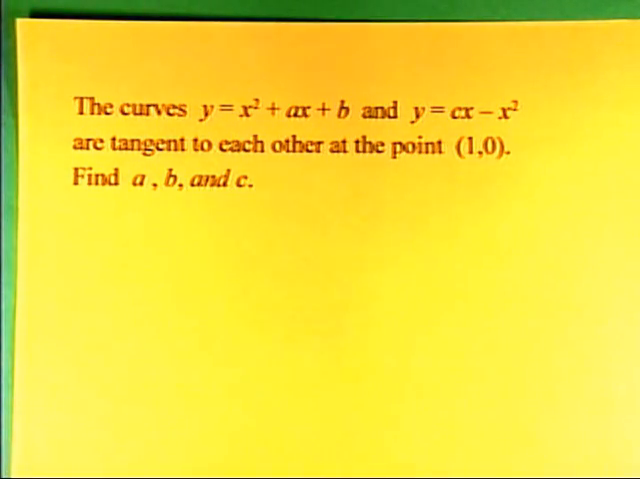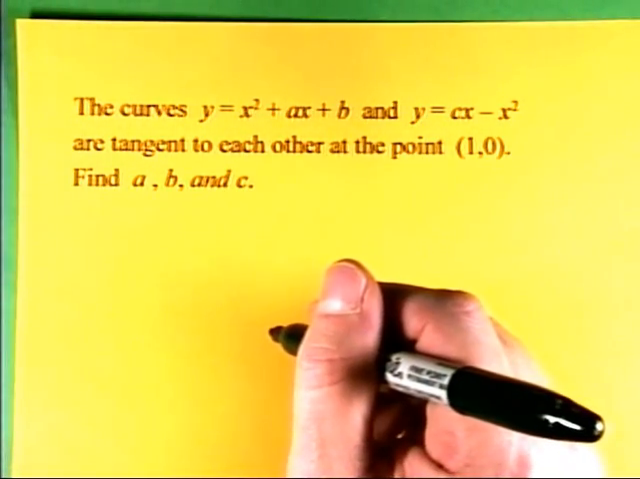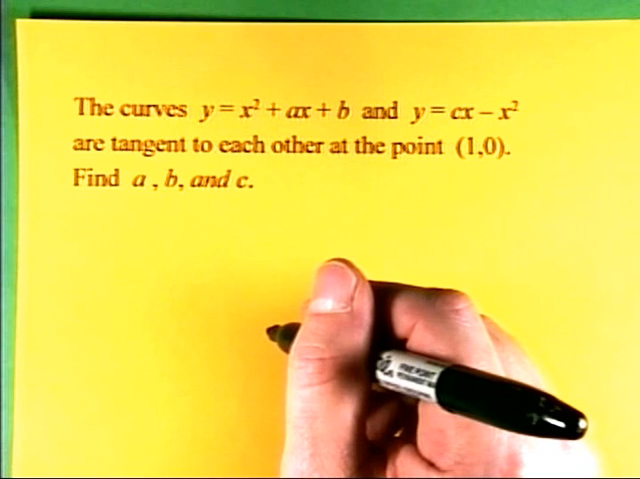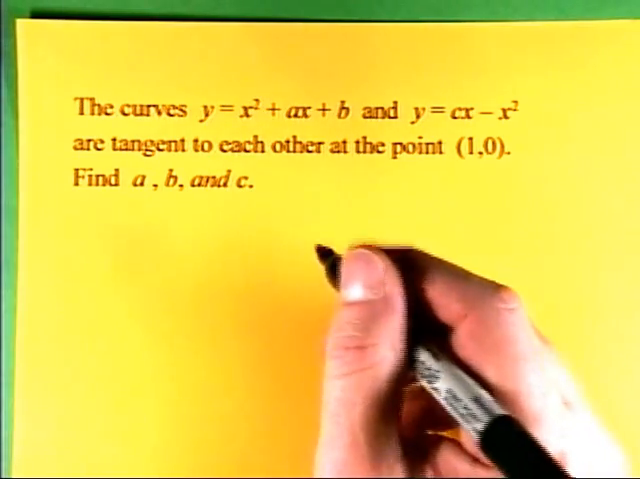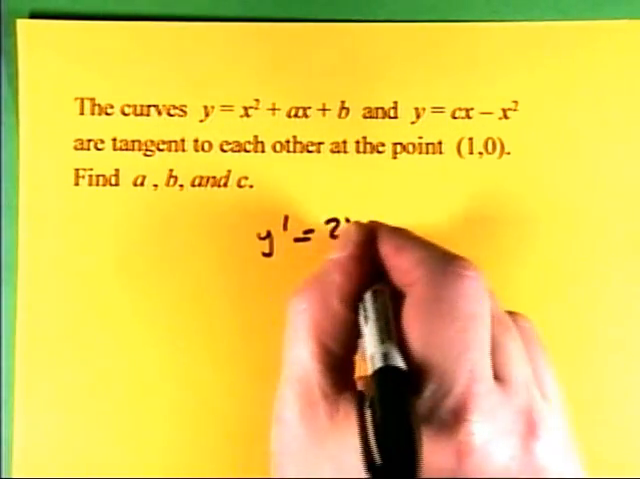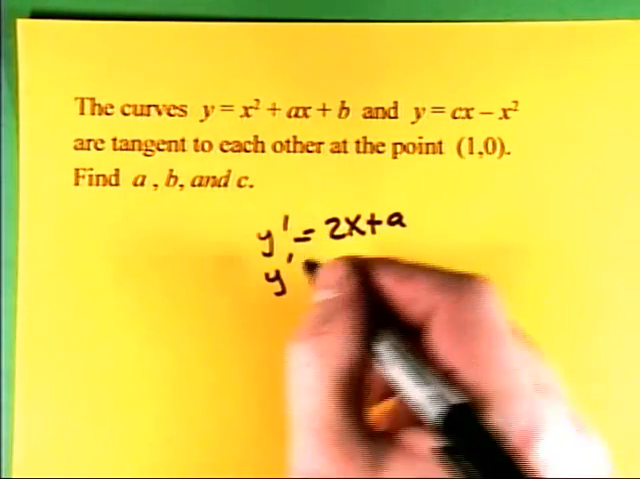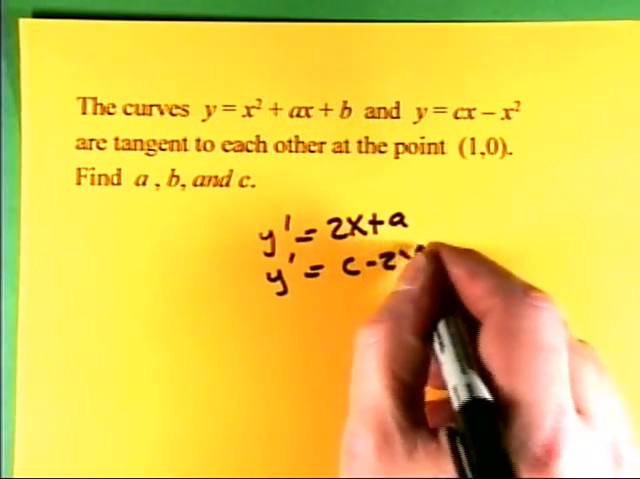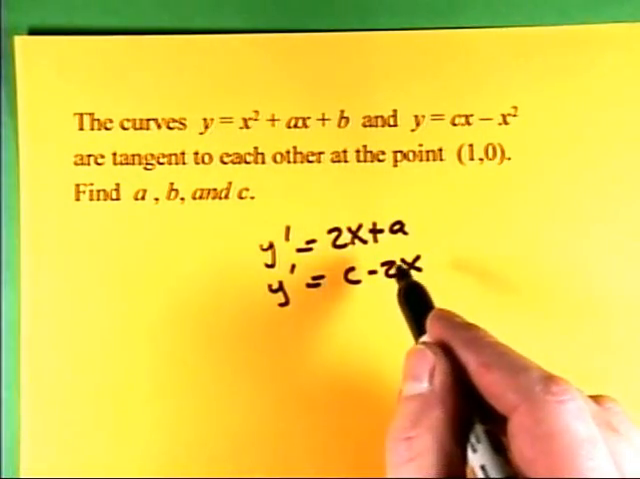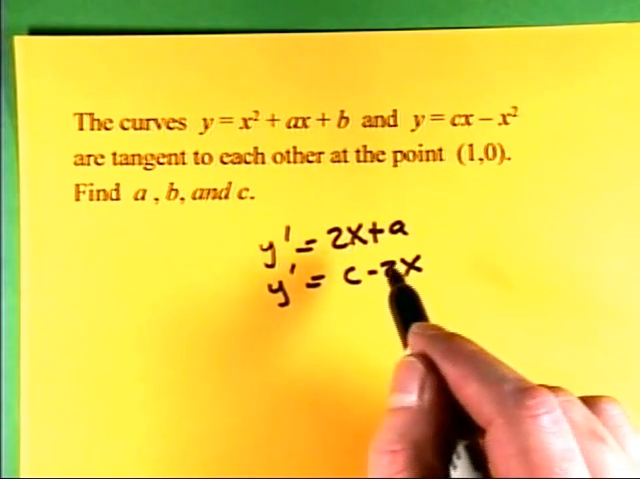Y equals... the curves are tangent to each other at the point (1, 0). Okay, so you know, first of all, that the derivatives are going to be equal at 1. Very good. And you know if they're tangent, the values are also going to be equal at that point. So you're going to take the derivatives of both, and then we take the two derivatives and set them equal. But what do we do first?